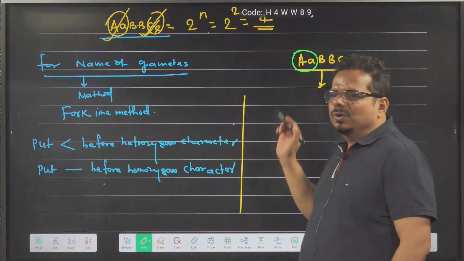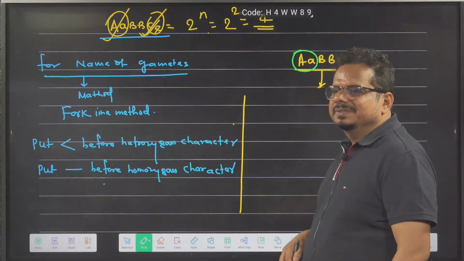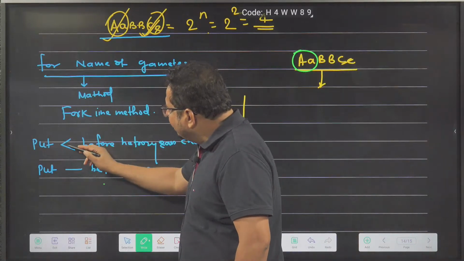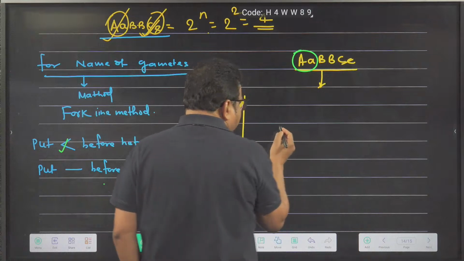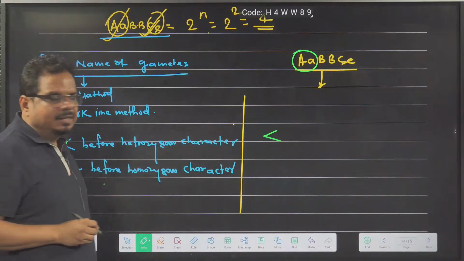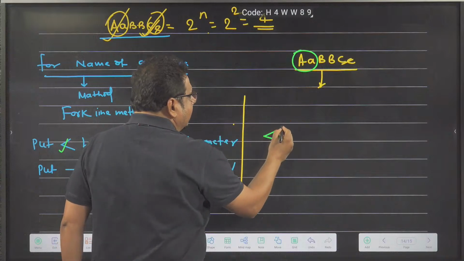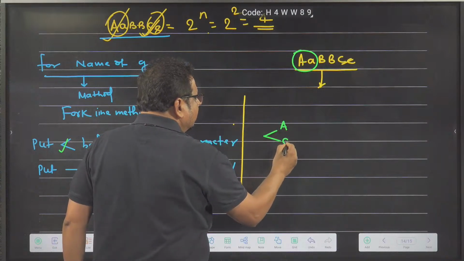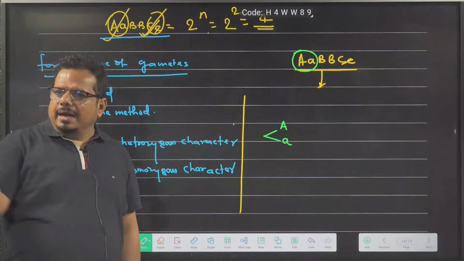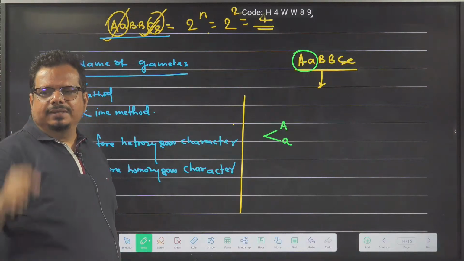Is it hetero or homo? Hurry up. It is hetero. So if it is hetero, before we put which one? Fork. So I will make a fork like this. Look, I made a fork before the heterozygous character and I am writing capital A, small a.